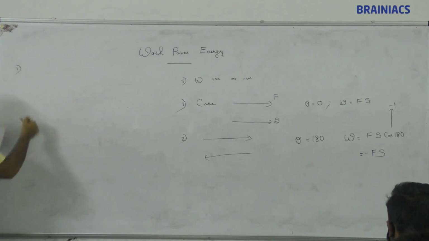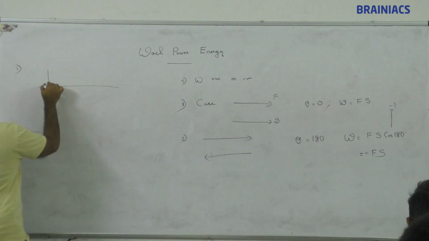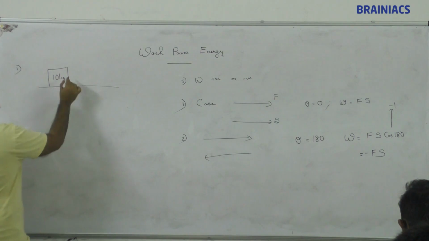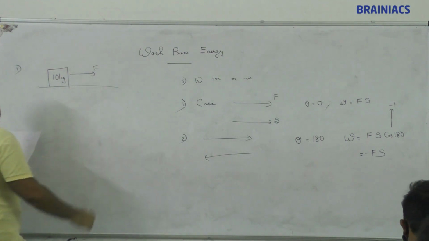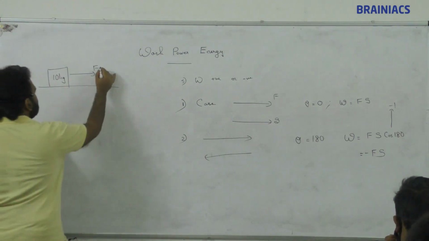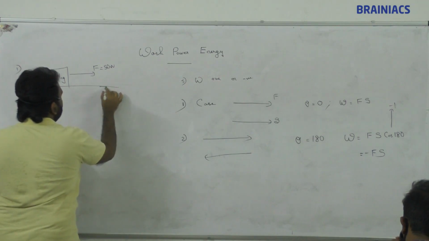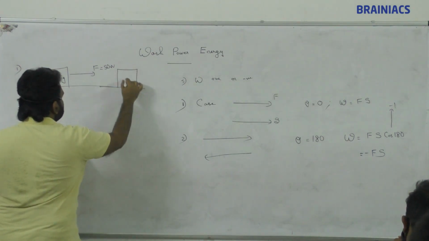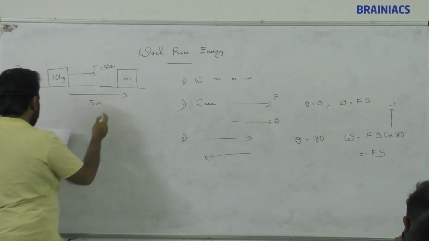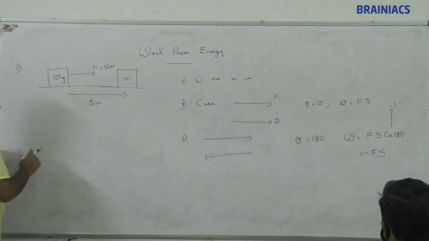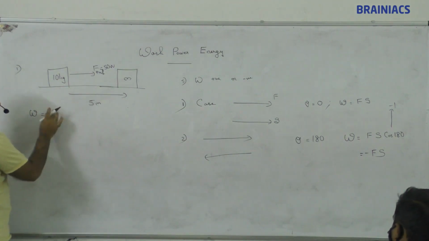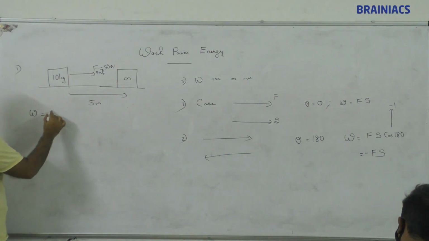So question number 1. This is a mass of 10 kg, and force is acting in this direction. The force is equal to 50 Newton. We displaced the mass through a distance of 5 meter. So what is the work done by the external force?